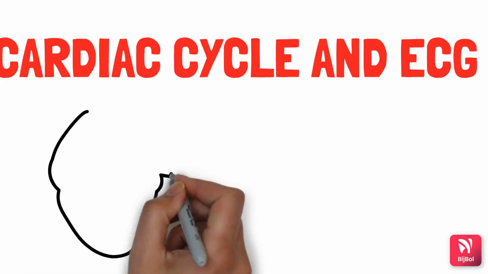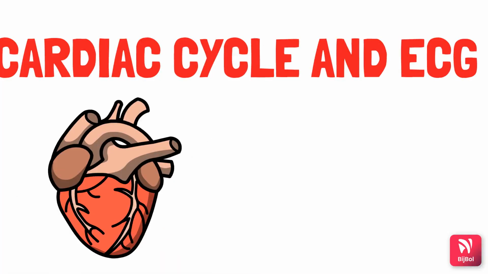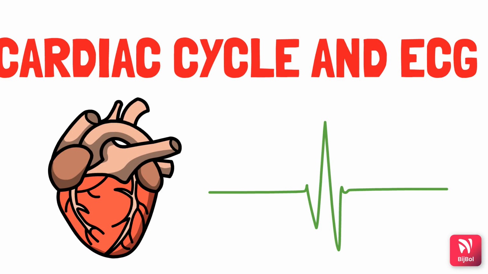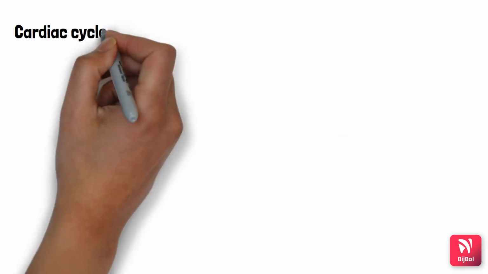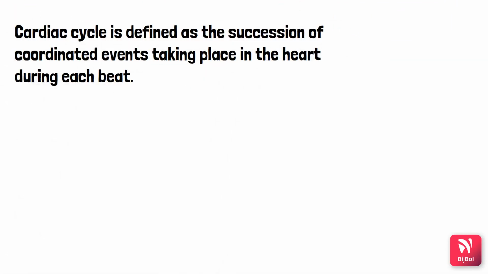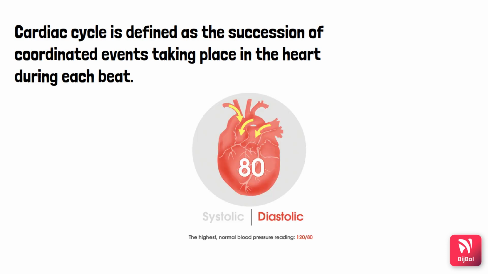Hello everybody, and today we'll be talking about cardiac cycle and electrocardiogram or ECG. Now, cardiac cycle is defined as the succession of coordinated events taking place in the heart during each beat. Each heartbeat consists of two major periods called systole and diastole.